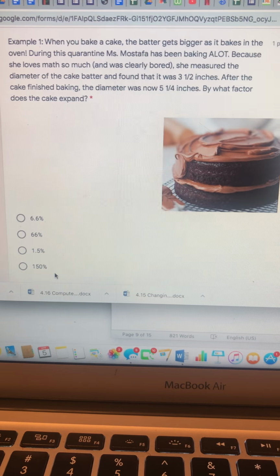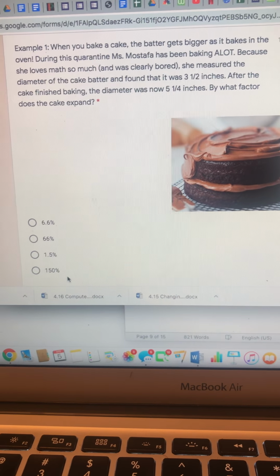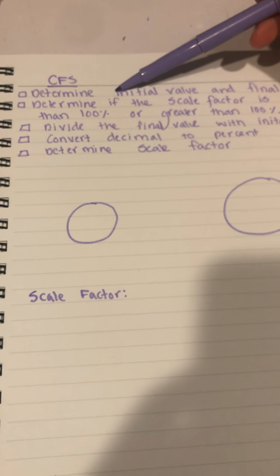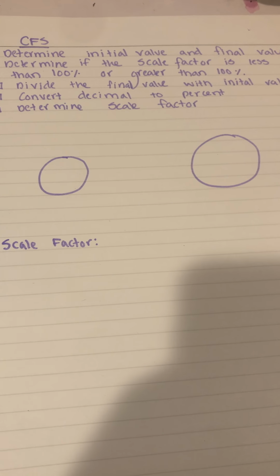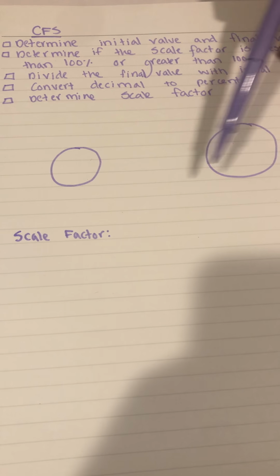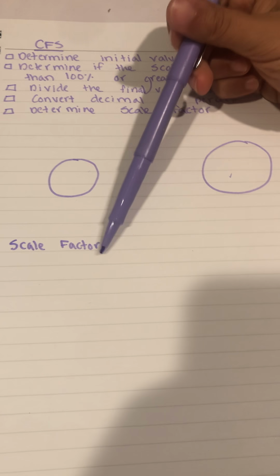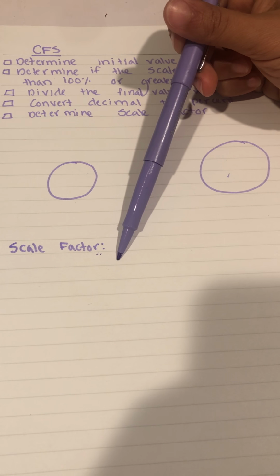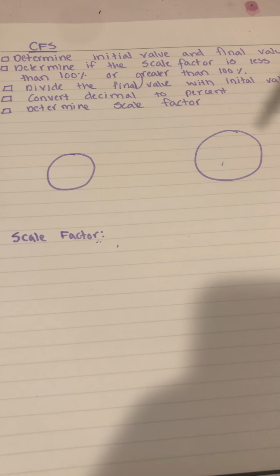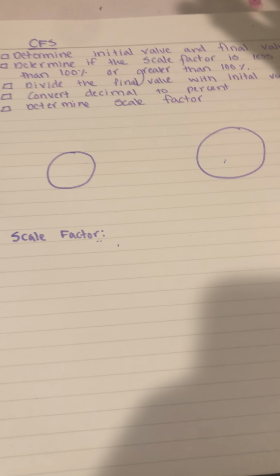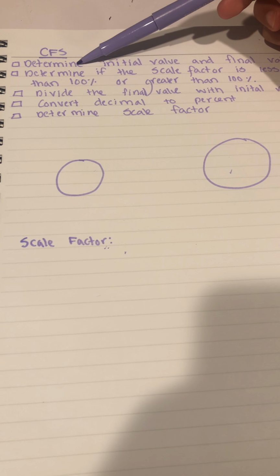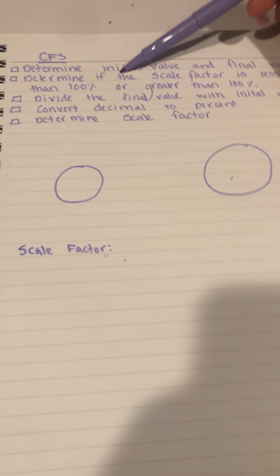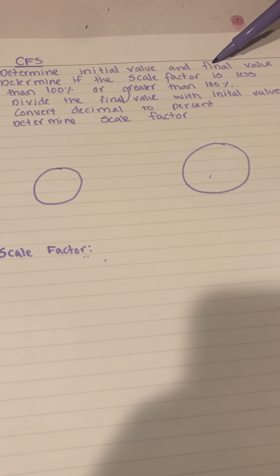Okay, so first thing is I'm going to head over to the notebook, and what I have is the CFS already written down. What I want you to do is pause and draw these two circles, and then write down scale factor here. Okay, so now hopefully you've paused your video and drawn this out. Number 1 says in your CFS, determine the initial value and the final value.